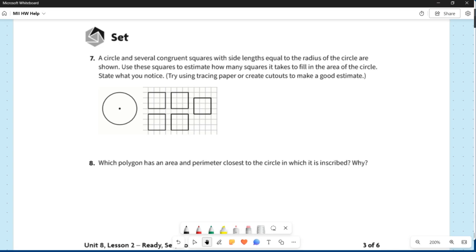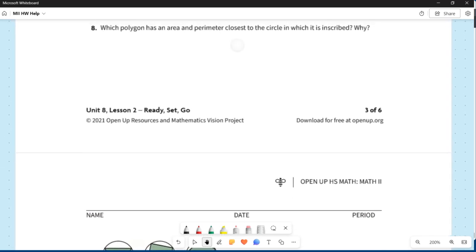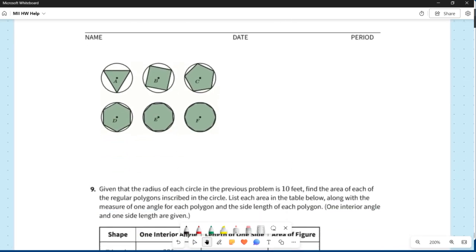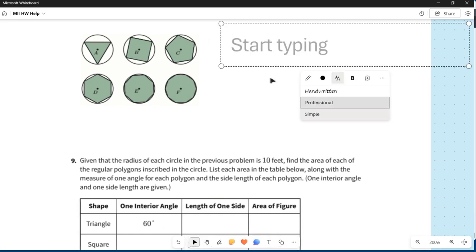Next assigned questions appear in the set section, and our first assigned problem was number 8. Number 8 says, which polygon has an area and perimeter closest to the circle in which it is inscribed, and why? Our figures are on the next page. Here are our figures, and we're going to describe what's happening here. Let me go ahead and get my text box ready.